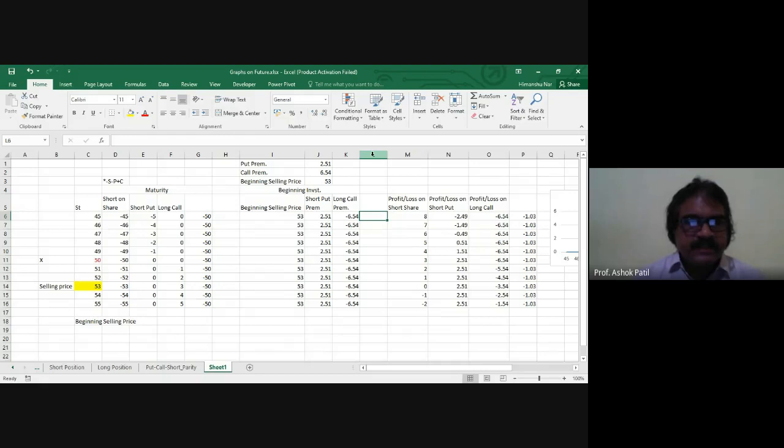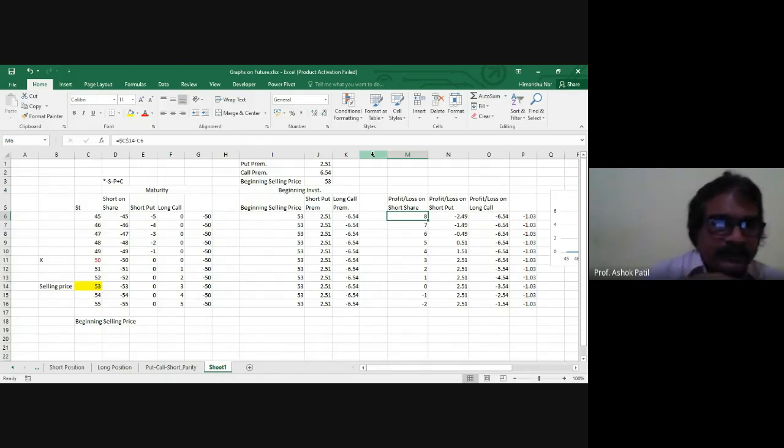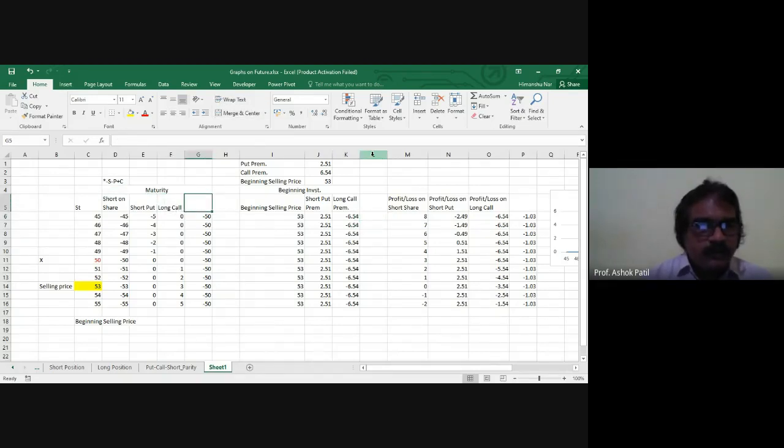So now let's see whether it is matching. Select M6. So now what we are saying, my share profit loss if underlying price is 45. Now you can see that my selling price is 53 and my maturity price is 45. So 53 minus 45 is what I am getting, that 8 rupees. Correct? So individually. Now one last figure remaining under G5, portfolio.